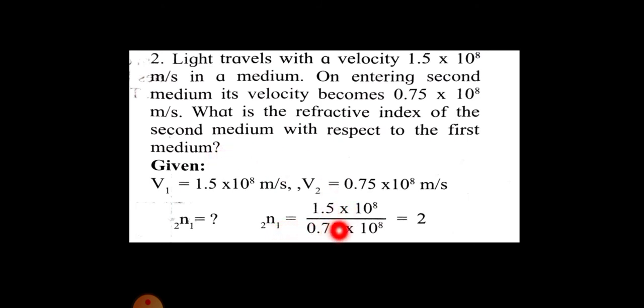So what is the refractive index of the second medium with respect to the first medium? Very simple. You just have to put in the values. Okay, 10⁸ and 10⁸ cancel, and here 1s are 2s are. So what answer will we get over here? That is 2. So the refractive index of the second medium with respect to the first medium is 2. Okay, very simple. Such questions will come. You just have to put in the values and divide it.